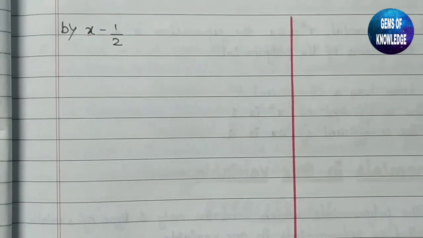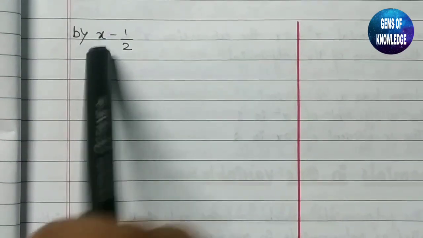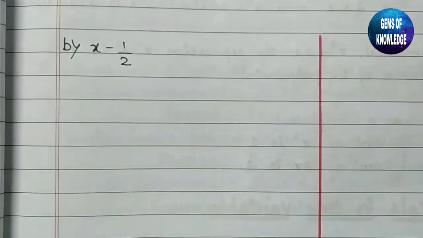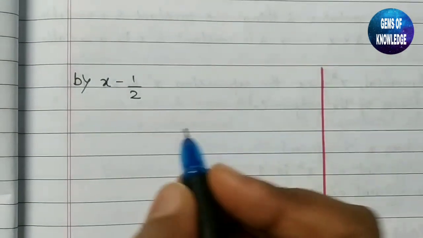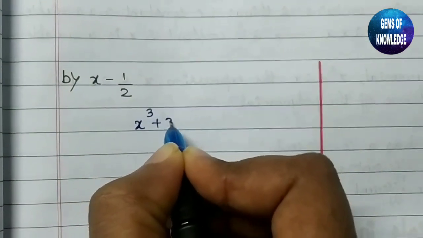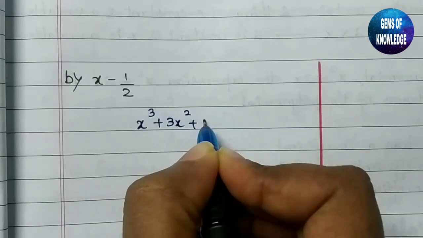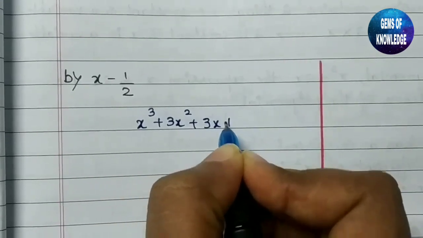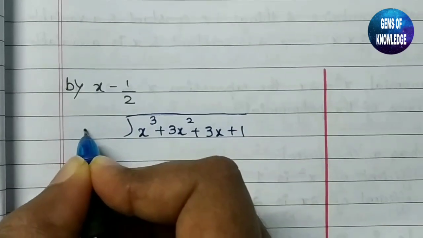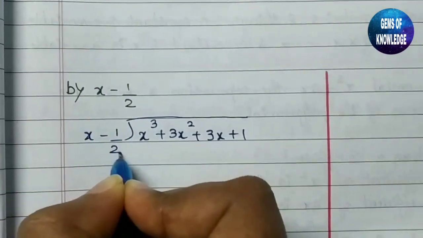Okay, now moving to the second question here. The second question is x minus half. So let us start here. The question here was x cube plus 3x square plus 3x plus 1. So this must be divided by x minus half.